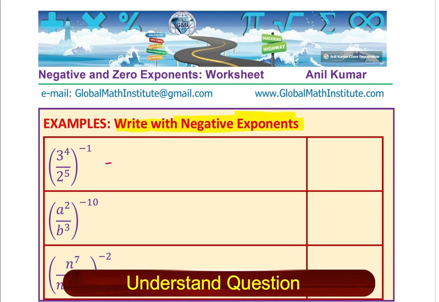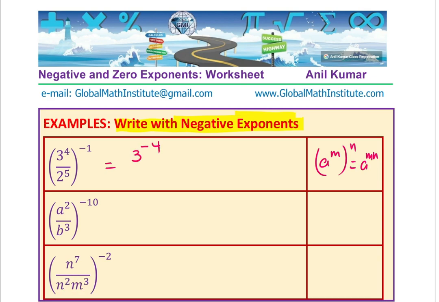So when you have power of power, they get multiplied. You know that, right? So if you have a to the power of m to the power of n, it is a to the power of mn. They get multiplied, right? So just multiply them. We get 3 to the power of minus 4. And here we get 2 to the power of minus 5. Do you see both are negative exponents? So that becomes our answer.